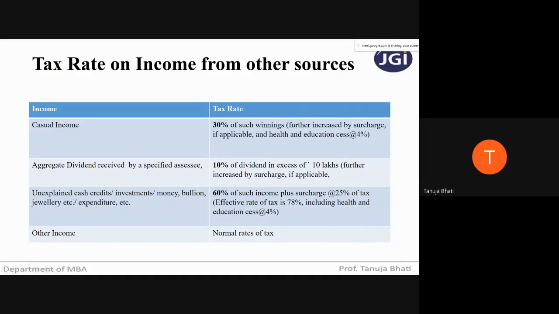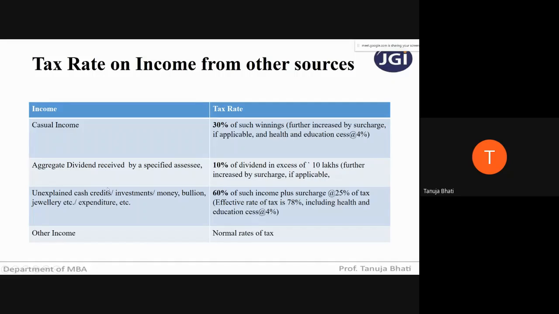Next, unexplained cash investments or expenditures. Suppose you have some cash in your account or you have jewelry for which you have no expenditures, the assessing officer will ask you from where you got this, and you have no proper accounts to show from where you got it or what the source of this particular income is. It is black money and you have no proper explanation for that. So the tax rate for unexplained investments is 60% of such income plus surcharge of 25%. So the effective rate is 78%.